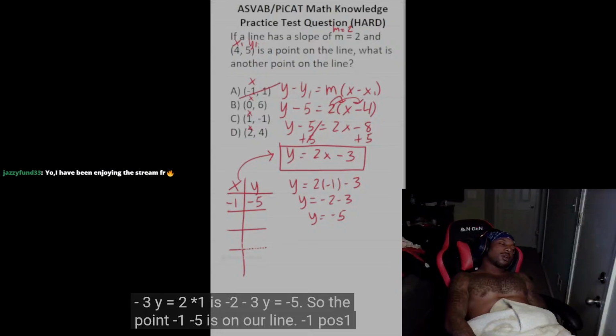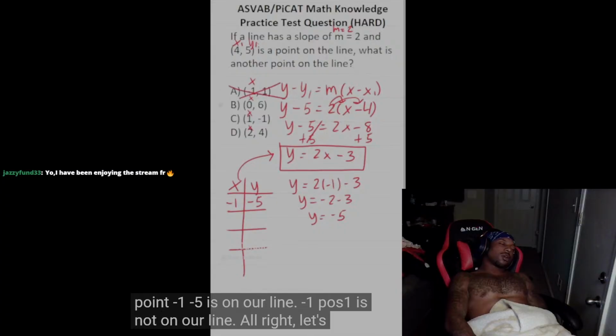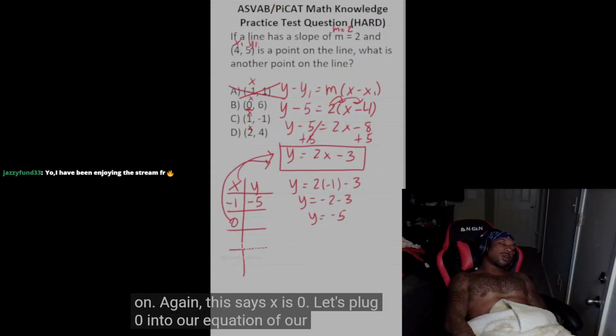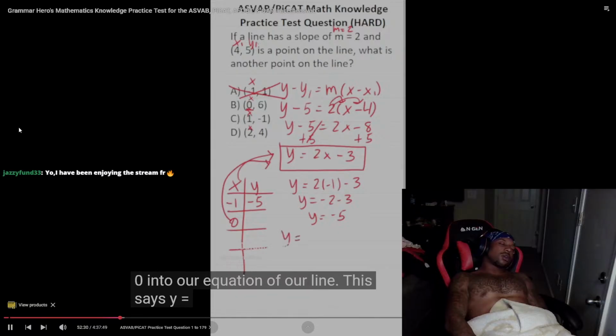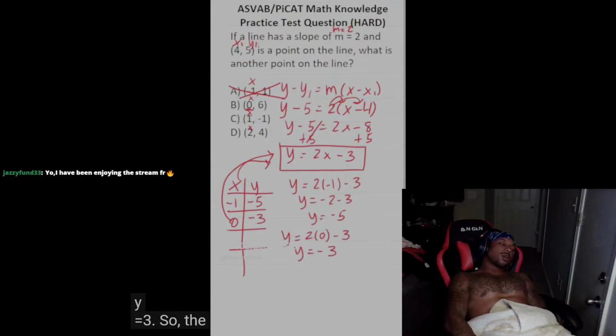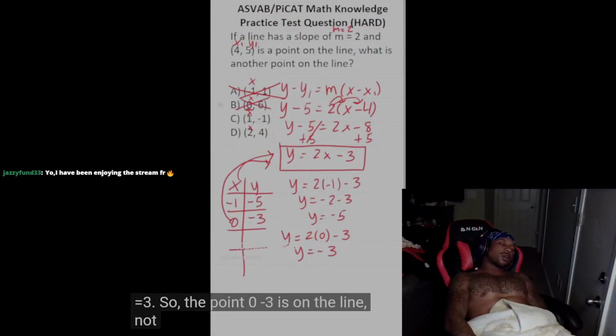Negative 1, positive 1 is not on our line. All right, let's move on. Again, this says X is 0. Let's plug 0 into our equation of our line. This says Y equals 2 times 0 minus 3. Y equals 2 times 0 is 0, so Y equals negative 3. So the point 0, negative 3 is on the line, not 0, 6.